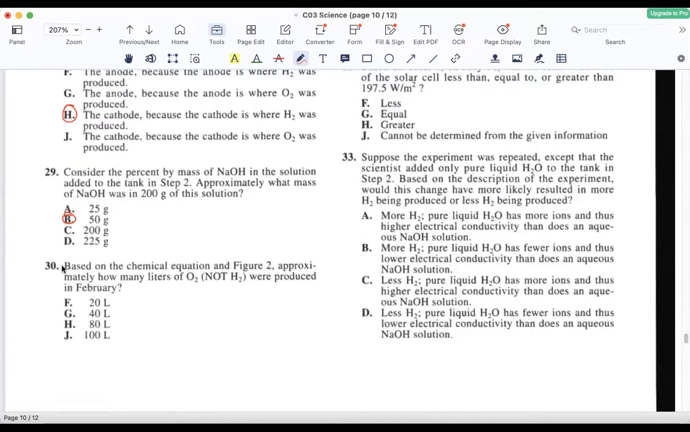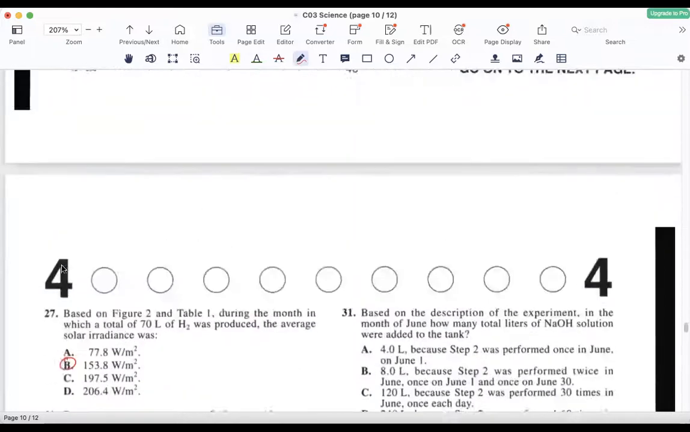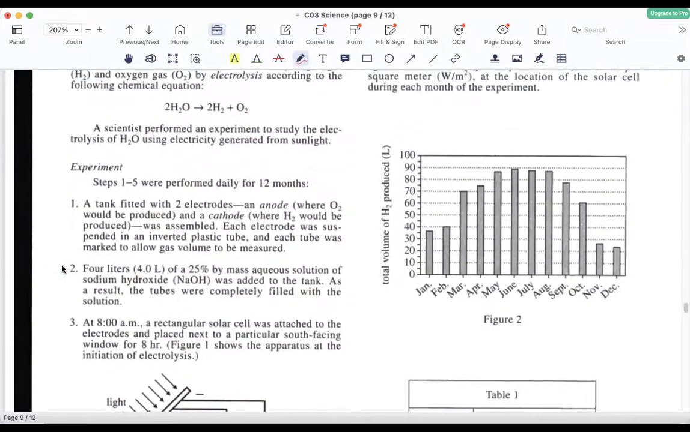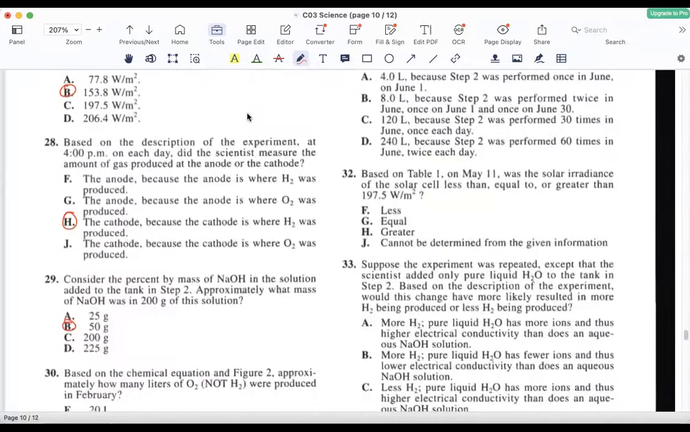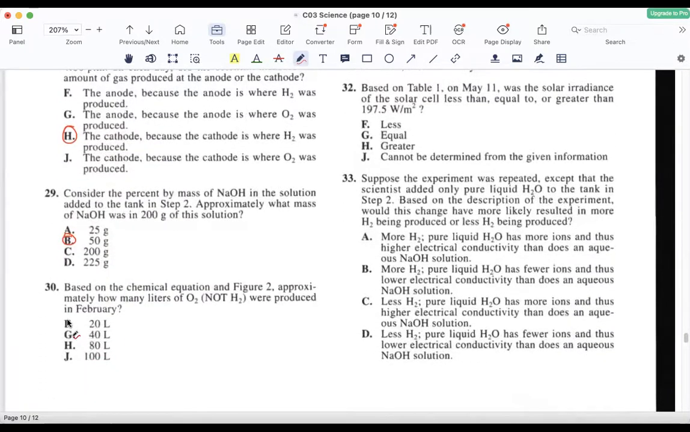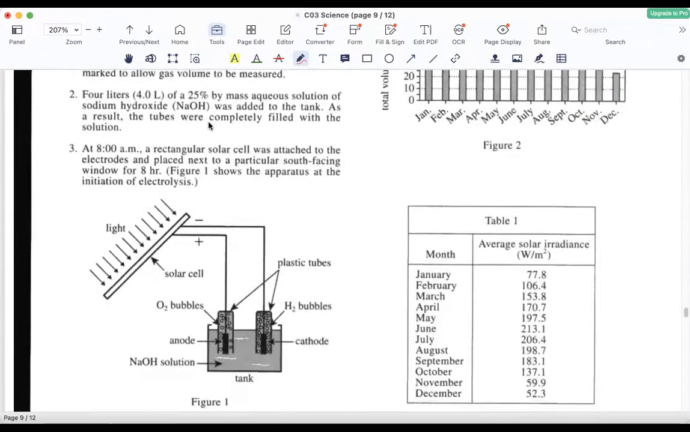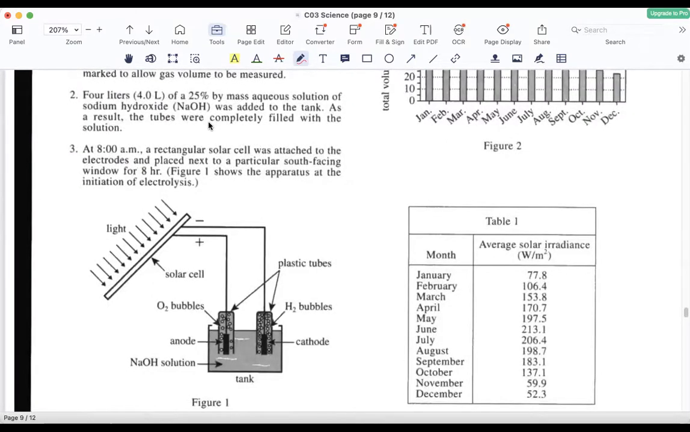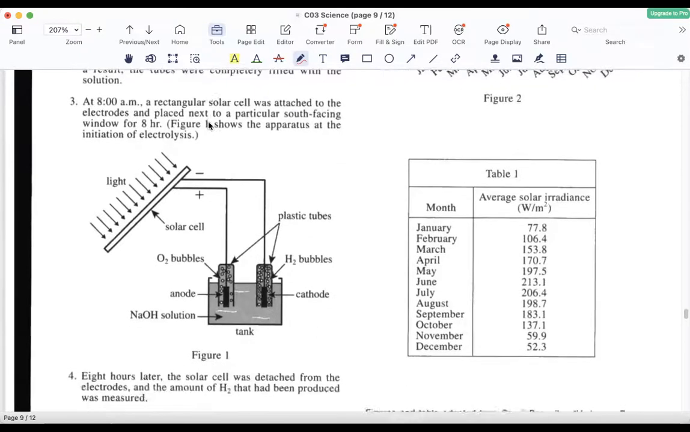Based on the chemical equation in figure 2, approximately how many liters of oxygen were produced in Feb? Okay, Feb. So hydrogen was 40. So oxygen would be half of that. So 20, right? Yeah, 20 would be oxygen. Oxygen would be half of hydrogen, right? Because that's what you're getting there. 2H2 plus O2. So that would be 20, I think.